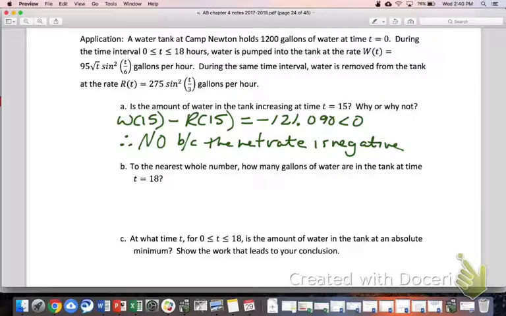So B says, to the nearest whole number, how many gallons of water are in the tank? I want to be super clear about this. When they say how many gallons, they're asking for an amount. They could say what amount of water in gallons is in the tank at t equals 18. I would just remind you about this: you were given R of t and W of t, both of which are rates of change of the amount of water. And now they're asking you for the amount of water. So if you're ever given rates and then asked for an amount, what are you going to have to do somewhere? Yes, integral. So please try B.